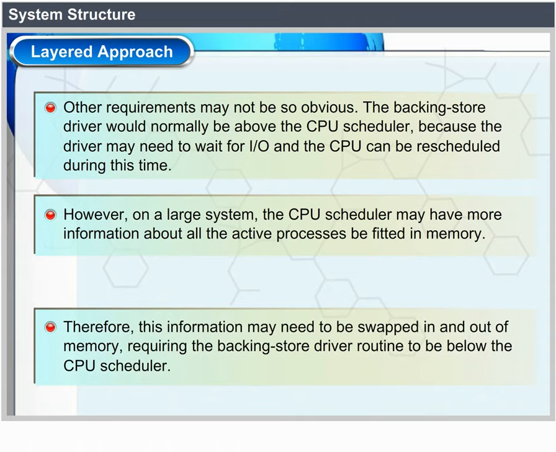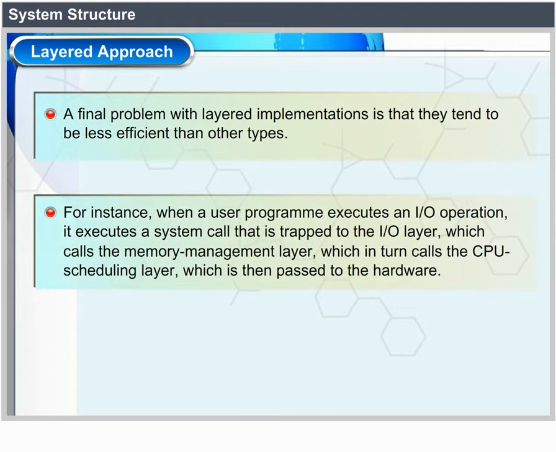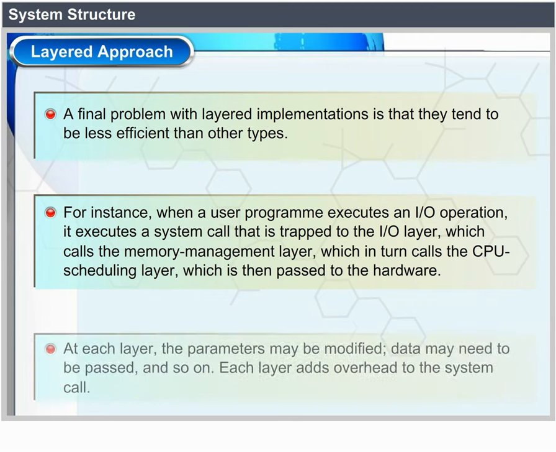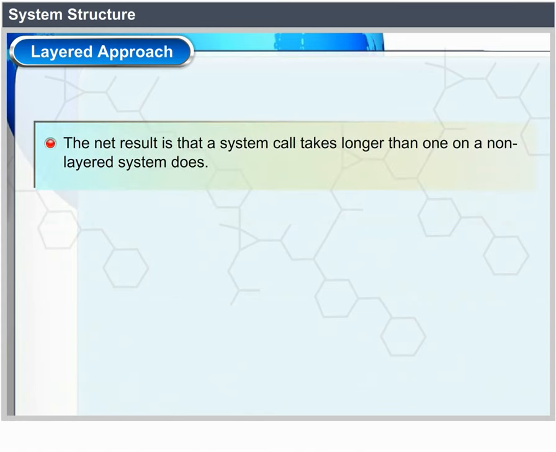A final problem with layered implementations is that they tend to be less efficient than other types. For instance, when a user program executes an input-output operation, it executes a system call that is trapped to the input-output layer, which calls the memory management layer, which in turn calls the CPU scheduling layer, which is then passed to the hardware. At each layer, the parameters may be modified, data may need to be passed, and so on. Each layer adds overhead to the system call. The net result is a system call that takes longer than does one on a non-layered system.